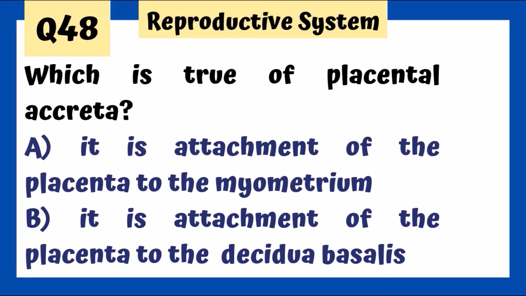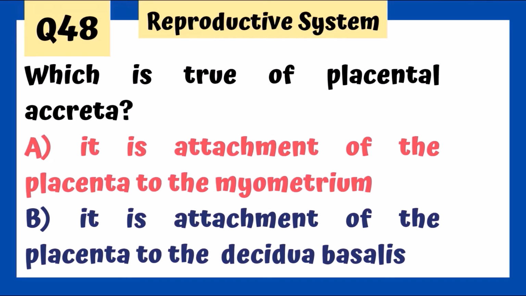Which is true of placenta accreta? It is attachment of the placenta to the myometrium. Normally, the placenta should be attached to the decidua basalis. In placenta accreta, it's attached to the myometrium, and it can even get stuck there, and when the baby is born, the placenta just remains, and removal of it could lead to hemorrhage. So it's generally extracted in pieces. It could even in some cases lead to hysterectomy because of the concern of tremendous hemorrhage to the mother.